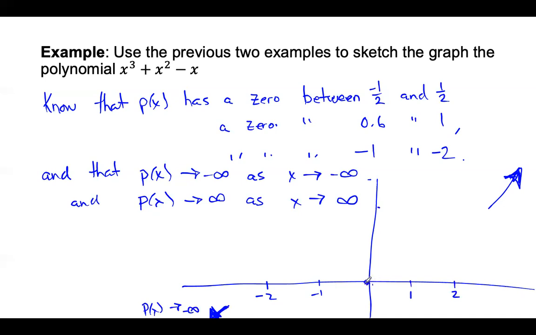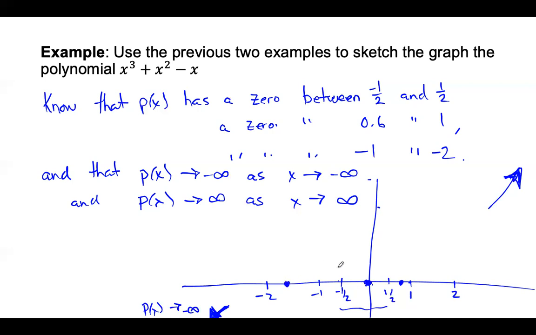We know previously at 0, it was 0. So in this area between negative a half and 1, it has a 0 between, so this area. Between 0.6 and 1, it also has a 0. We could say here. And between -1 and -2, it has a 0. We can just say here.